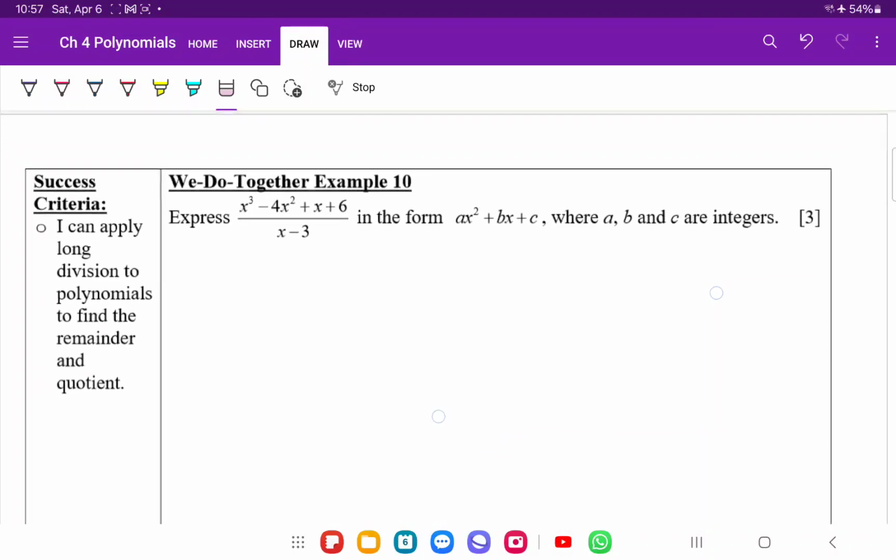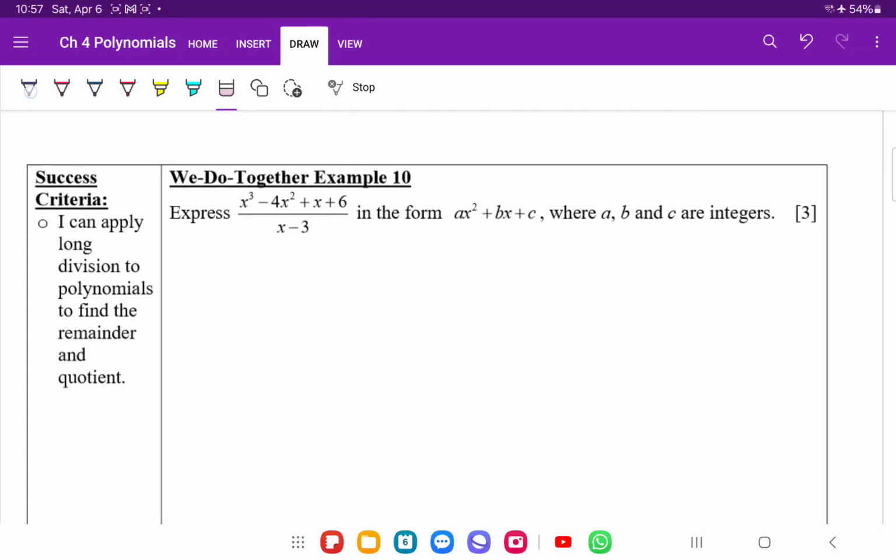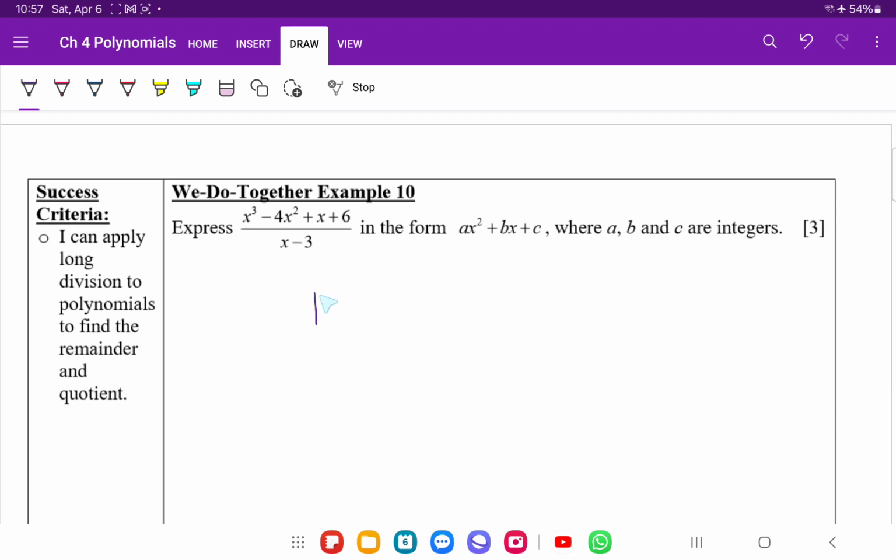We do example 10. Now this is an indirect question that's asking you to do long division. Express the dividend divided by the divisor in a particular form. Now let's perform the long division first and see where it leads us. In this particular case, I don't think there is any missing term. We have the x power 3, we have the x squared, we have the x, and we have the constant term. So nothing is missing. Divisor x minus 3, let's perform the long division.